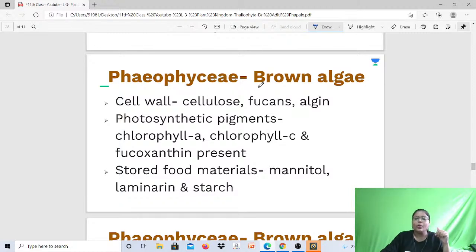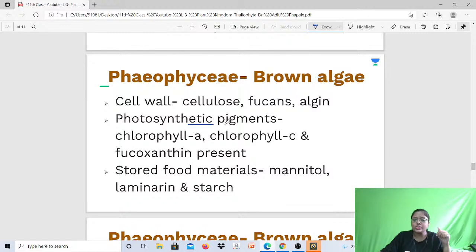Phaeophysae और ब्राउन अलगे. सम मोर कैरेक्टरिस्टिक्स, द सेल वॉल इज मेड अप ऑफ सेल्यूलोस, फ्यूकेंस, एल्जिन. ऑल ऑफ देम आर पॉलीसेकेराइड्स, अंडरस्टैंड. सो सम ऑफ देम, इन सम ऑफ देम द सेल वॉल इज मेड अप ऑफ सेल्यूलोस, इन सम ऑफ देम इट इज मेड अप ऑफ फ्यूकेंस एंड इन सम इट इज मेड अप ऑफ एल्जिन.